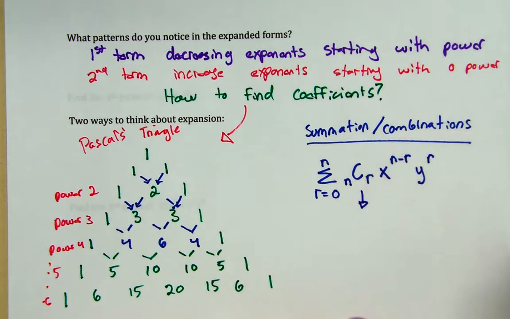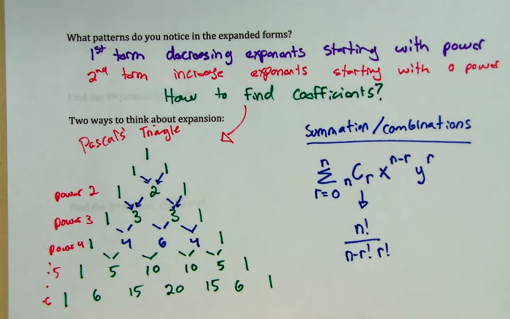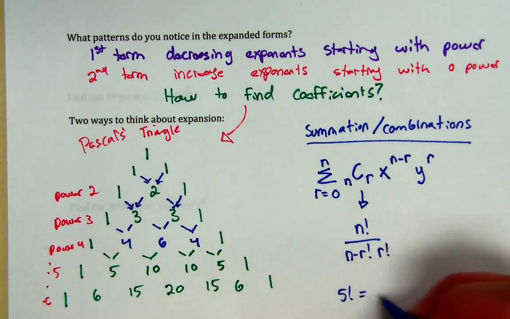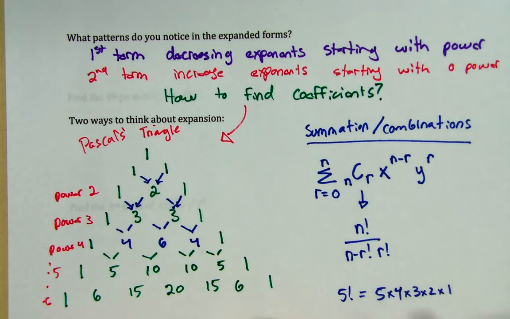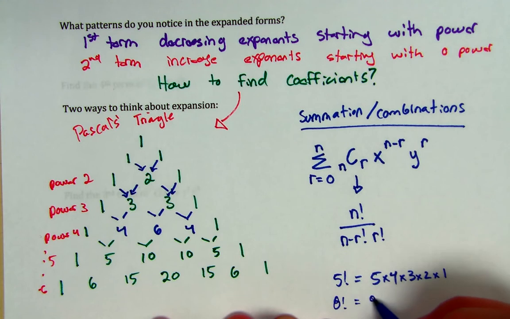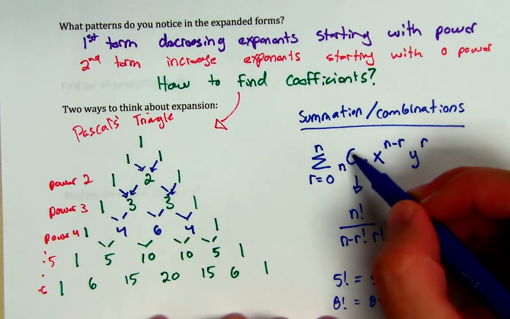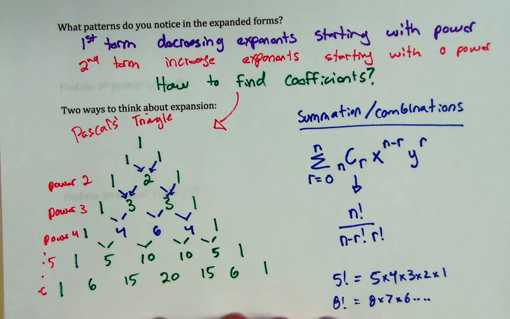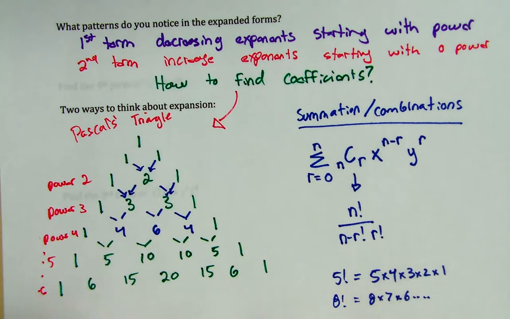Well, what is this n choose r? It's really n factorial over n minus r factorial times r factorial. What's a factorial? 5 factorial is the same thing as 5 times 4 times 3 times 2 times 1. All that means is keep multiplying by 1 lower. So 8 factorial is 8 times 7 times 6, and so on, all the way to 1. All right? But this is actually in your calculator, so you don't need to know how to do this right now. So we're going to go back to this because this is a little bit confusing, and we're going to use it, though.